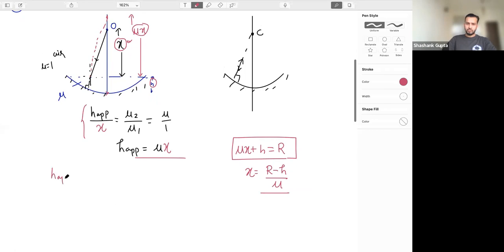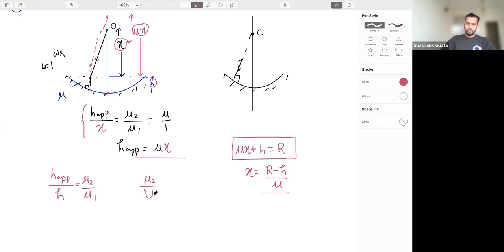Have you studied this formula? h apparent upon h is equal to mu2 by mu1. Have you studied this formula or no? Yes, no. वो R naught क्यों लिखा? Okay, I'll explain the whole thing again. Wait. Have you studied this formula?